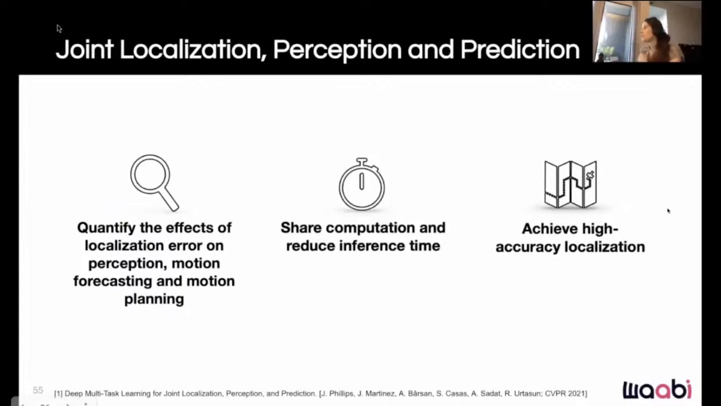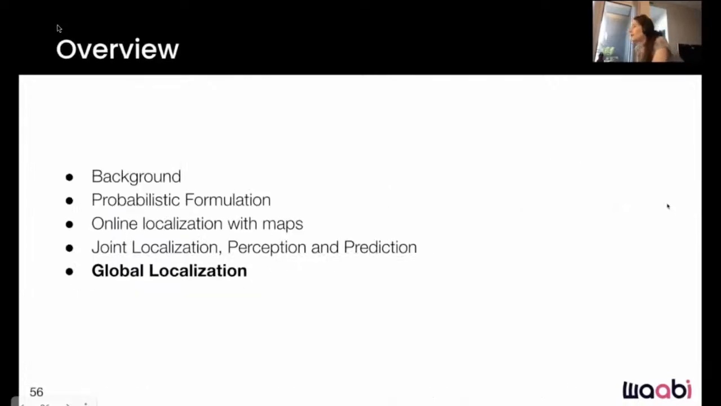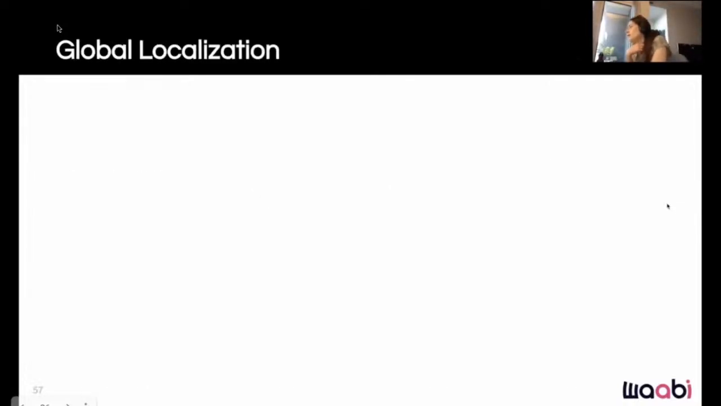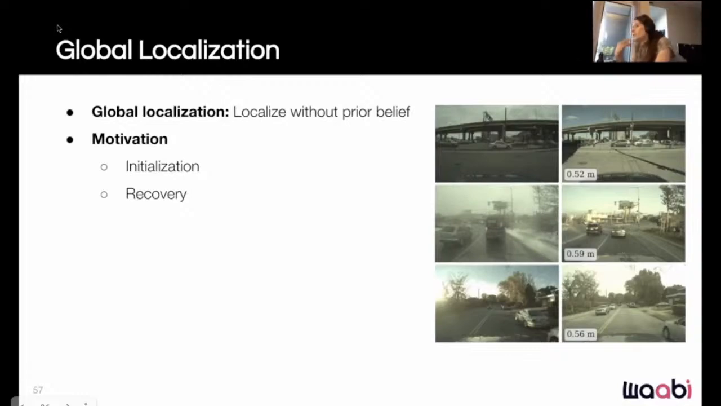So now let's talk about global localization. The methods that we've seen so far continuously update the vehicle pose over time based on a nearby estimate. But how do we obtain our initial pose, and how do we recover when Bayesian filtering methods fail? This task is known as global localization.